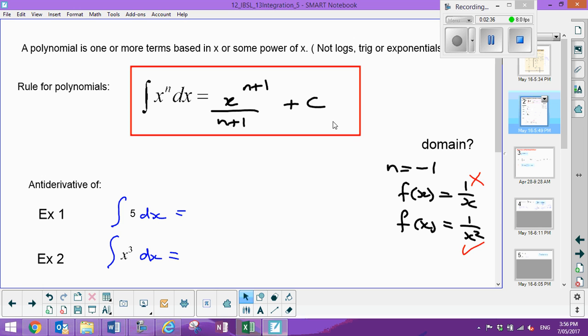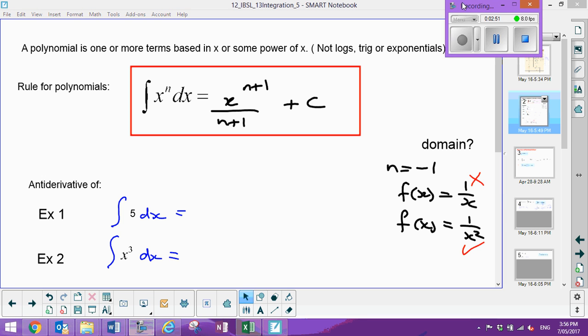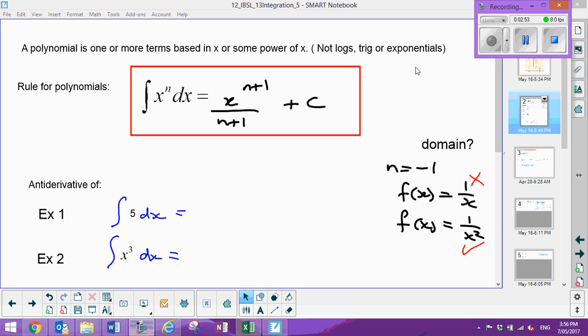So let's just go back to that polynomial rule. If we have x to the n and we want the integral with respect to x, then we get x to the n plus 1, divided by n plus 1, plus the constant. Shift this over a little bit. So it's only when we've got a power on an x.